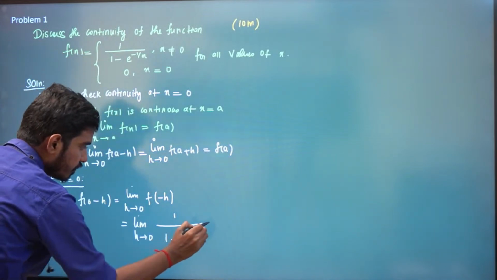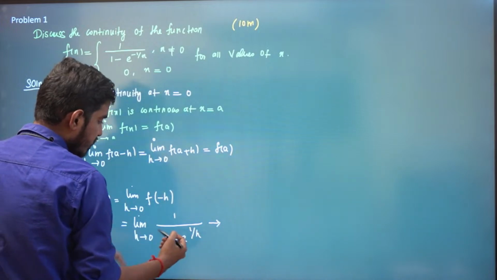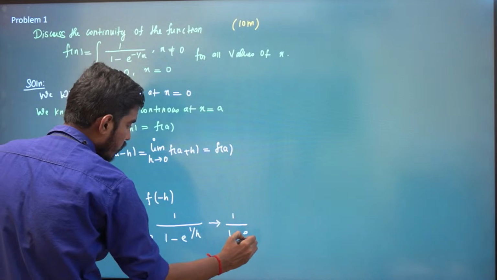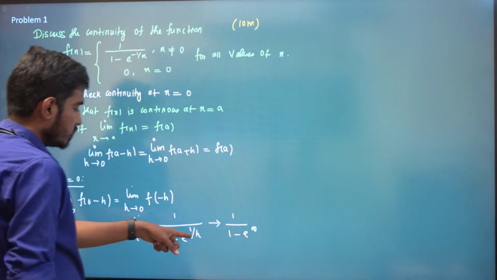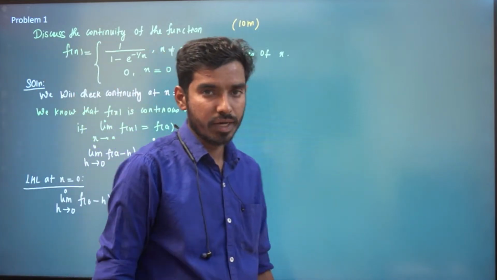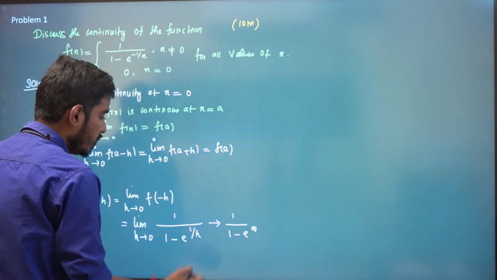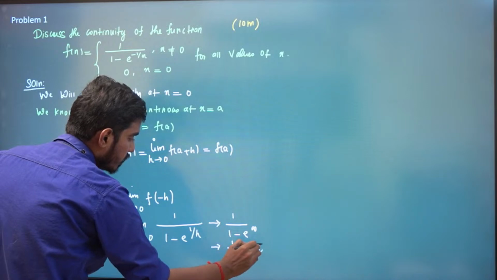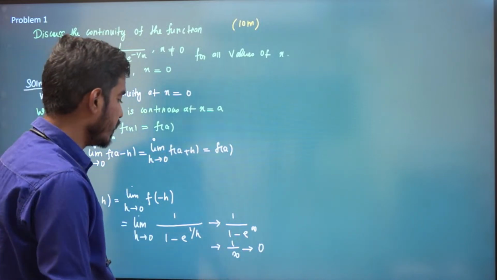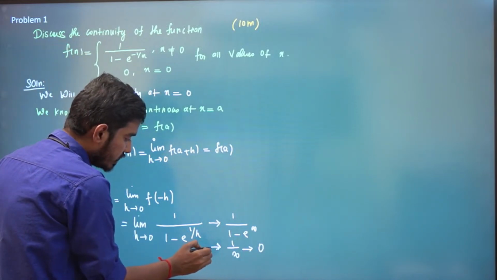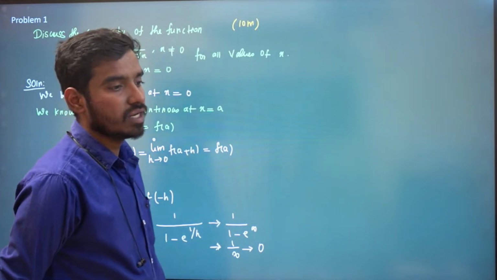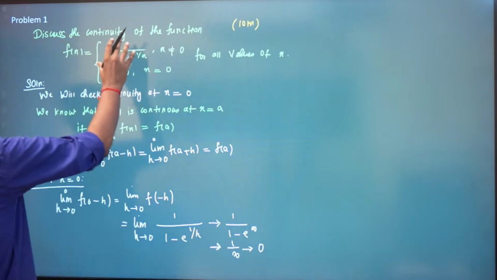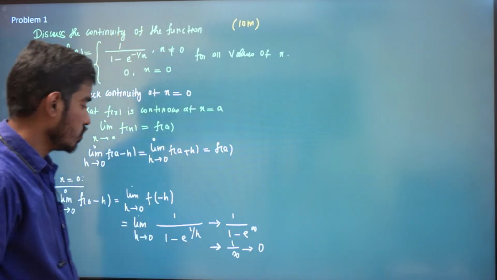Now you can see this tends to what? As h tends to 0, this tends to 1 minus e power infinity, right? Because 1 by 0 will tend to infinity, e power infinity will tend to infinity. So this will tend to 1 by infinity and this will tend to 0. So that means your LHL will tend to 0. That is your left hand limit. The left hand limit of the function at 0 is 0, right?